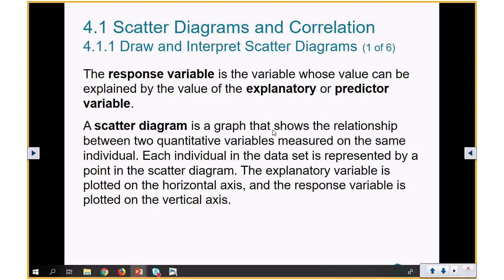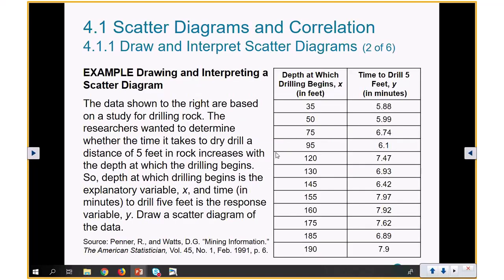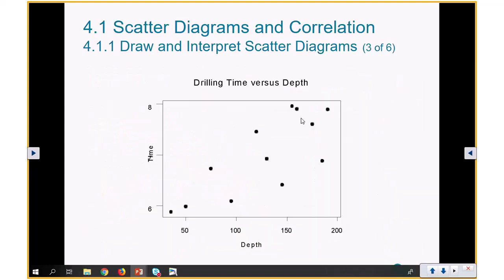Now, you don't have to write down the definition of a scatter diagram. It's a scatter plot. It's just a graph with dots, and you try to find a pattern. And I'm not going to ask you to write all those down. This is an example. This is depth at which drilling begins, and time to drill 5 feet, and then there's a scatter plot. Now, there's 3 things that you need to be able to see in a scatter plot. Whether the slope is up, whether the slope is down, or whether it's constant. Now, which way do we read? Left to right. So this one is a slope going what? Up.